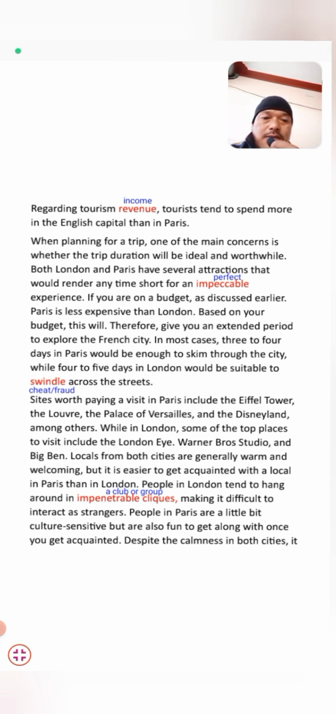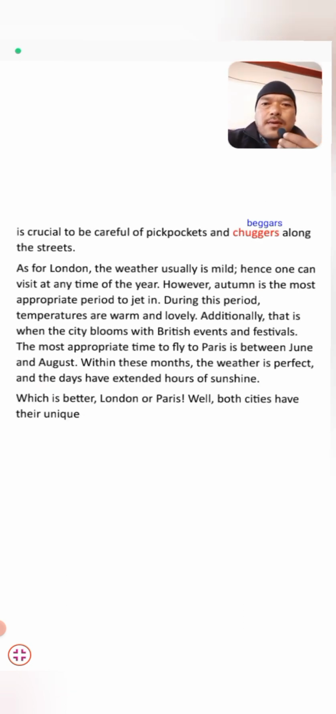Despite the calmness in both cities, it is crucial to be careful of pickpockets and chuggers along the street. Chuggers here means beggars who beg for money. We have to be very careful while traveling to these two cities, where pickpockets and chuggers are always active.